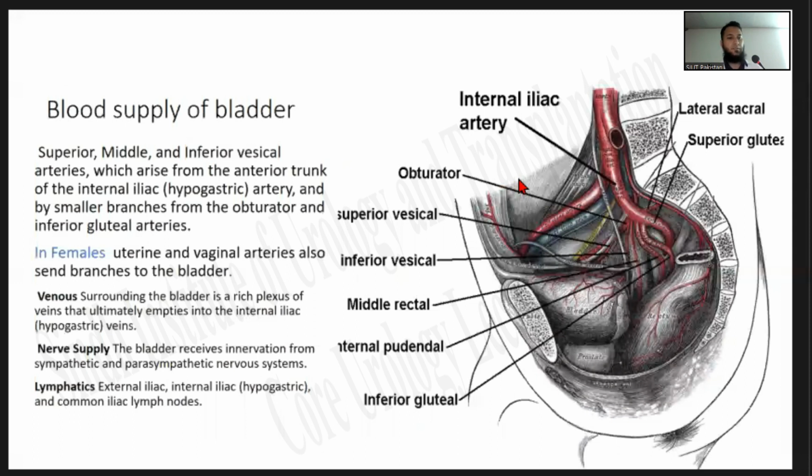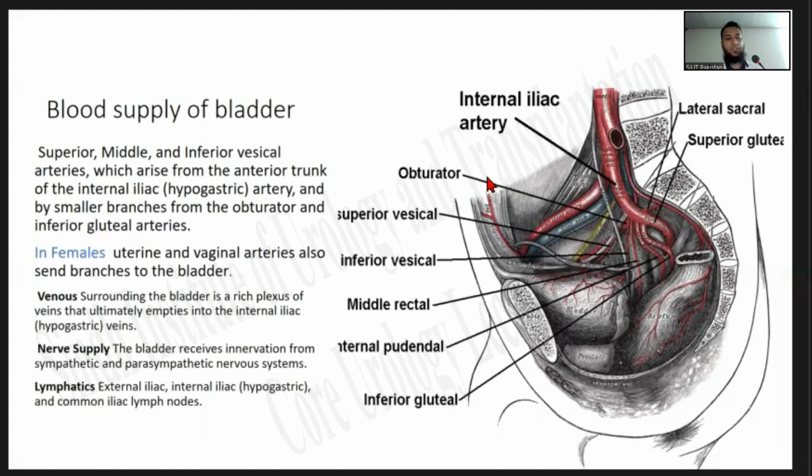The bladder receives blood supply from the superior, middle, and inferior vesical arteries, which arise from the internal iliac arteries. It also receives small branches from the obturator and the inferior gluteal arteries. In females, it also receives supply from the uterine and vaginal arteries. The venous complex of the bladder ultimately drains into the internal iliac vein.